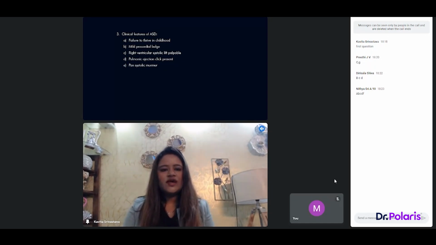The third option is right ventricular systolic lift, which is palpable. So definitely it's a left to right shunt. And when there is a left to right shunt, there's right overload of the heart. So whenever you examine a child with ASD, on the right side of the heart we can feel a systolic lift, which is easily palpable.